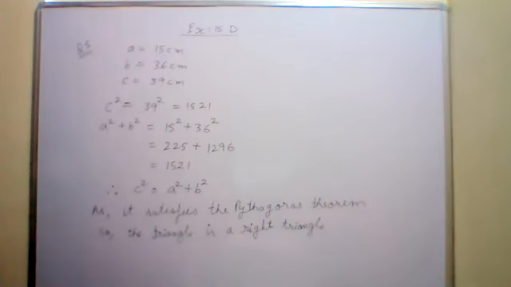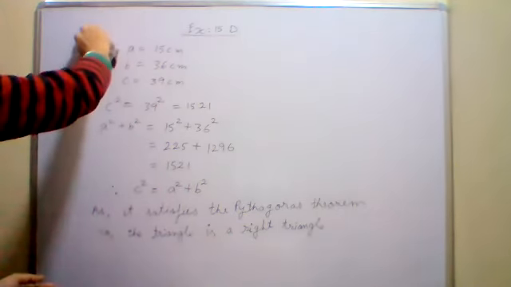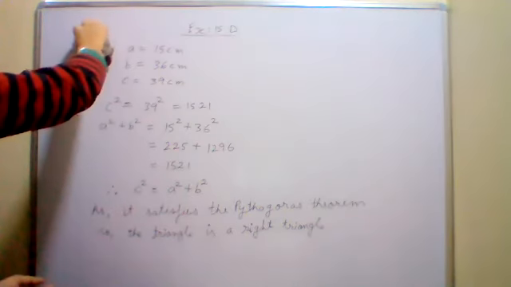Question number 6. In right triangle ABC, the lengths of its legs are given as 6 centimeter and 4.5 centimeter. Find the length of its hypotenuse. Question 6 is a very simple, straightforward question. The two legs, that means perpendicular and base, are both given. You have to find the hypotenuse. Start doing it, all of you. I hope you can do this on your own also.